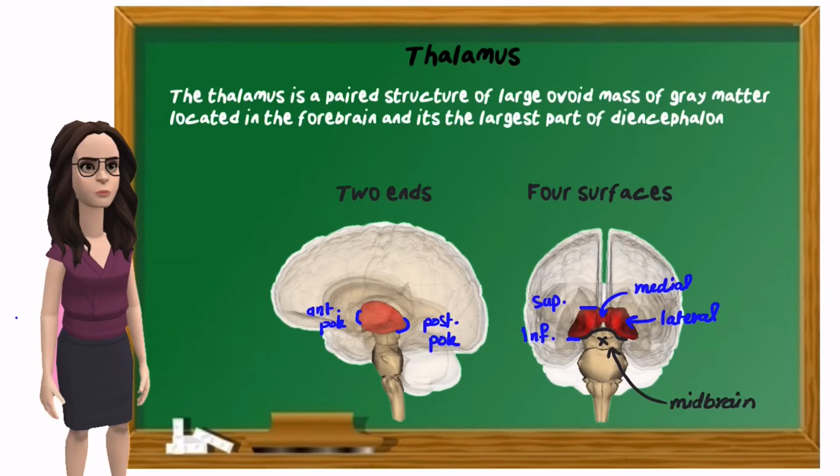The medial surface of the thalamus constitutes the upper part of the lateral wall of the third ventricle and is connected to the corresponding surface of the opposite thalamus by a flattened gray band called the interthalamic adhesion. The inferior surface is continuous with the tegmentum of the midbrain.